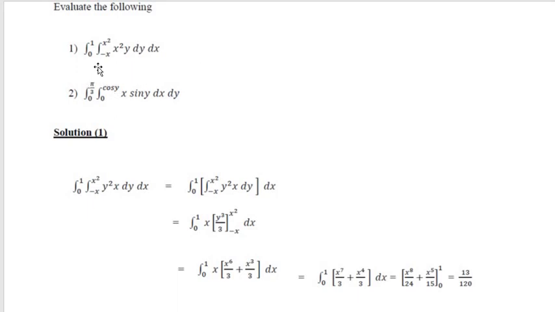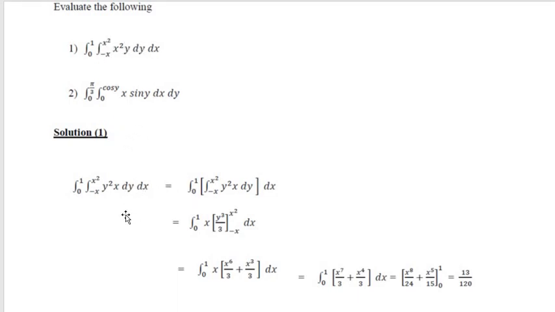Another example, evaluate these two integrals. In the first example, f of x y is x square y. Inner integral limits are not constant. So we have to integrate f of x y first with respect to the non-constant limits.